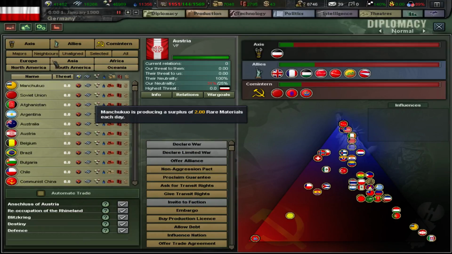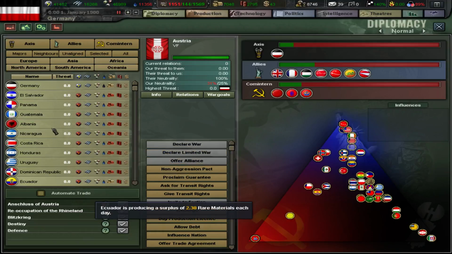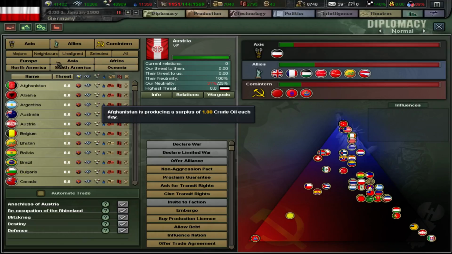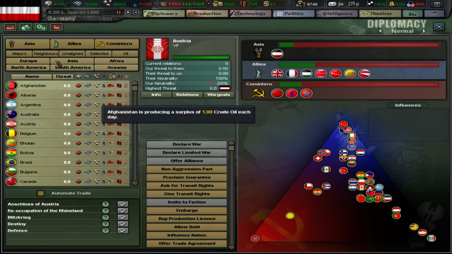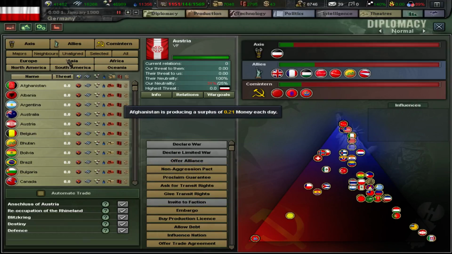Then when we go to rare materials, El Salvador yet again is sitting at 2, 2, 2. Not bad. Here we go. So oil. Afghanistan is sitting at the highest at 1. Jesus, we're the only ones in the hole here. They probably will drop down from there. Oh no, they're all at 1.